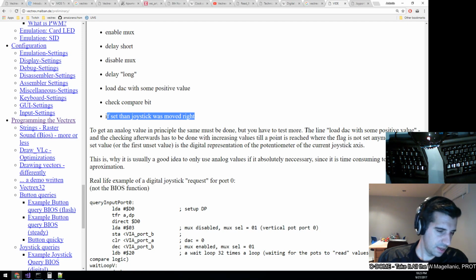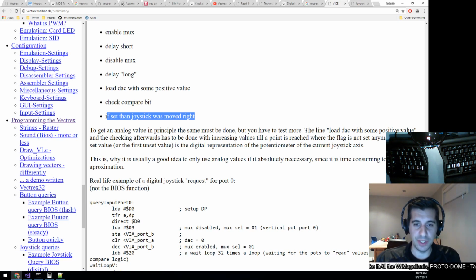Because you can't actually read the value. You write your compare value and you keep checking the comparator. The line load DAC with some positive value and the checking afterwards has to be done with increasing values till a point is reached where the flag is not set anymore. The last set value, or the first unset value, is the digital representation of the potentiometer of the current joystick axis. This is why it is usually a good idea to only use analog values if it is absolutely necessary, since it is time consuming to do the approximation. Isn't that nuts?